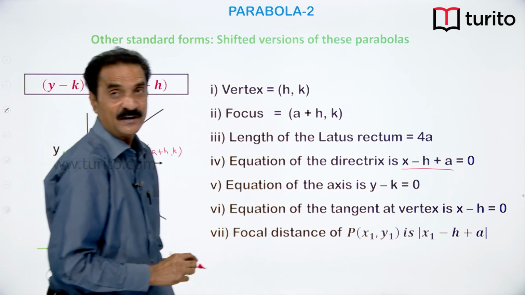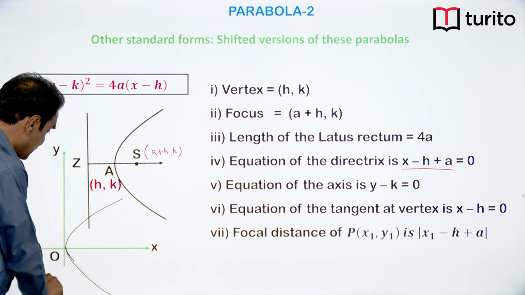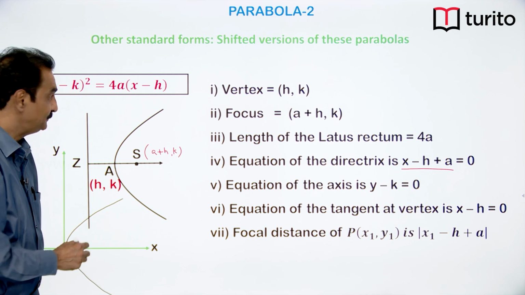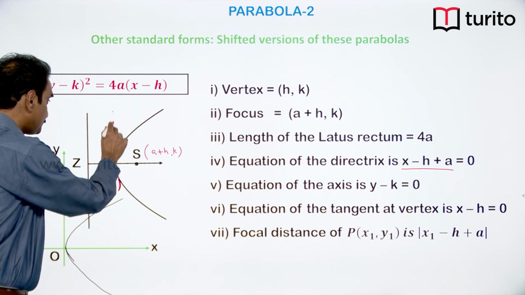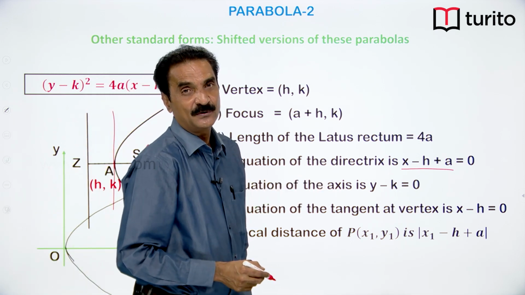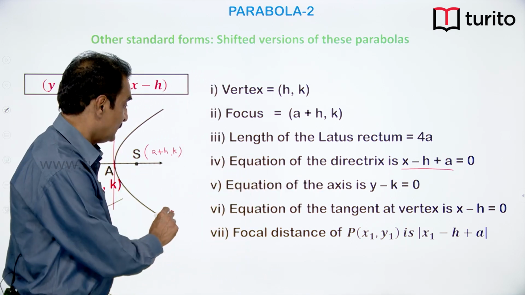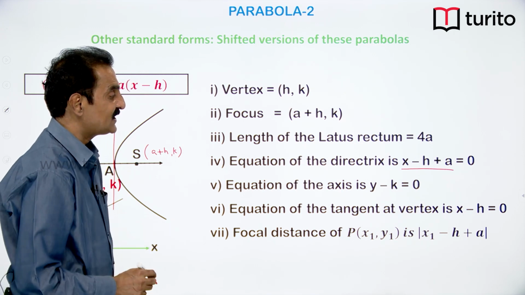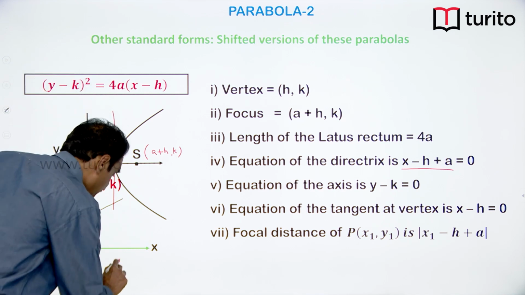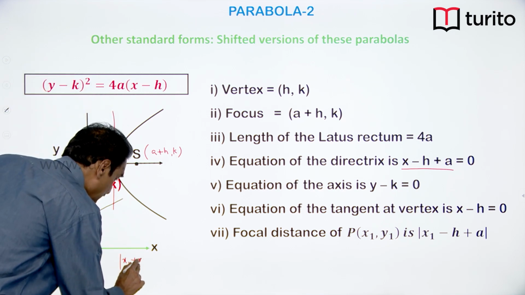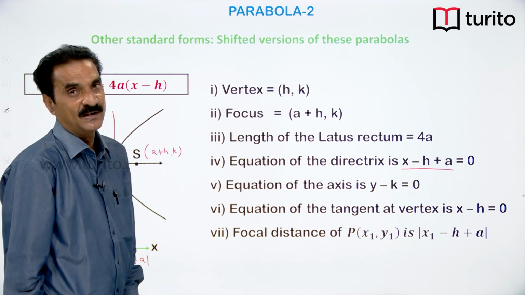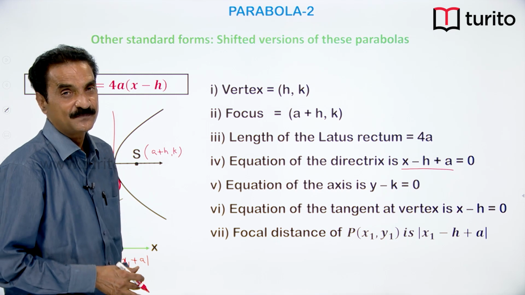Equation of the tangent at vertex. This tangent at vertex in the original position is the y axis, that is x is equal to 0. So, in this position, the equation of the tangent at vertex will be x minus h is equal to 0. Next, focal distance of a point x1, y1. In this position, focal distance is given by mod x1 plus a. So, in this position, it is mod x1 minus h plus a. We have to replace x by x minus h.